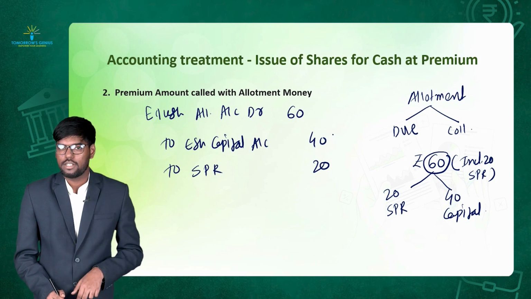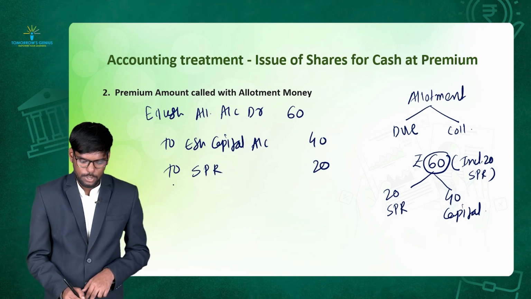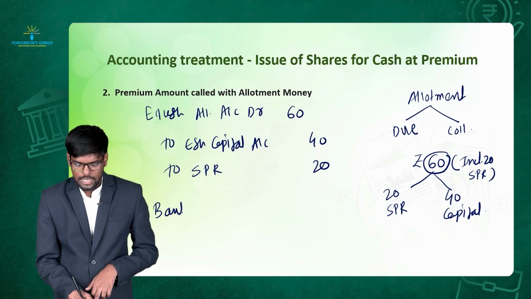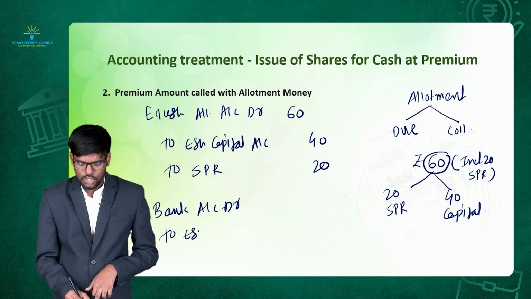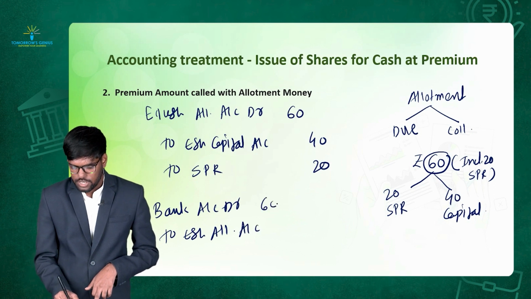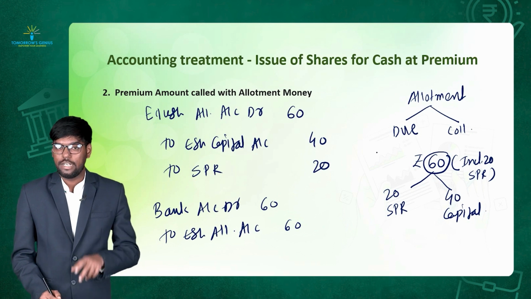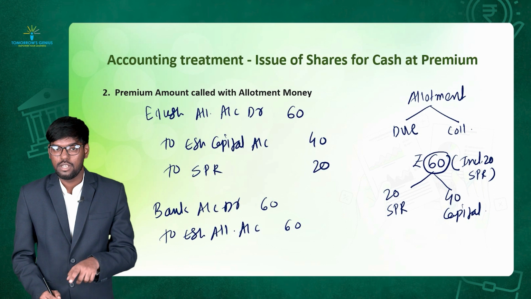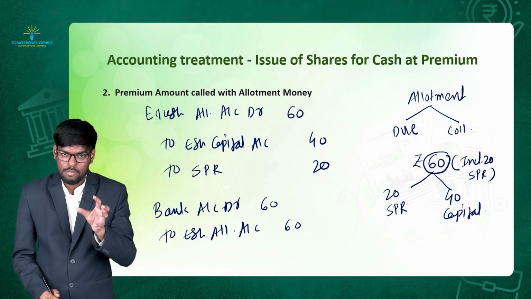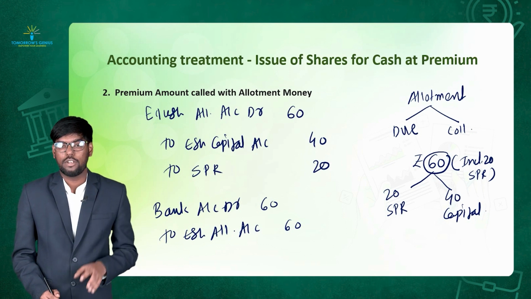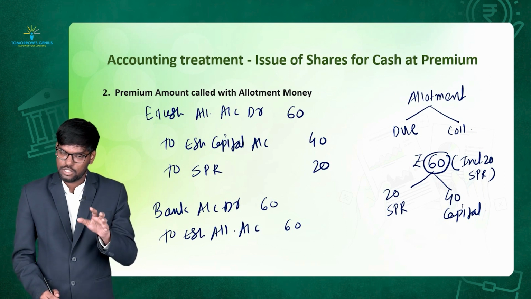So the first entry I passed is nothing but a due entry. And the second entry I need to pass is for receipt of that allotment money, and that is nothing but bank account debit to equity share allotment account. Simple, 60 rupees and 60 rupees, right? So these are the two entries that we have to pass when the company issues shares at a premium and the company is collecting premium amount at the time of allotment stage, right? So that's the concept of issue of shares at a premium that we just now covered.